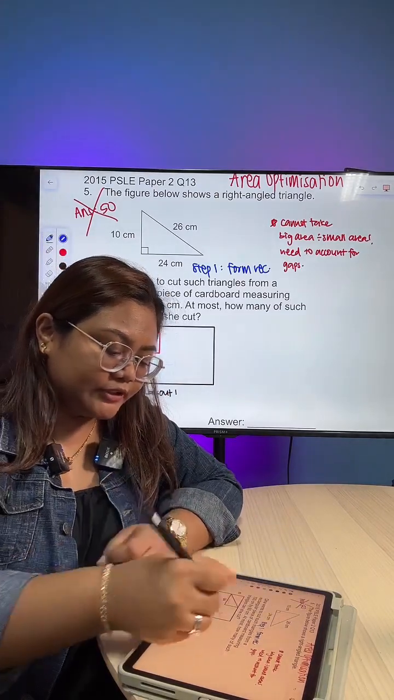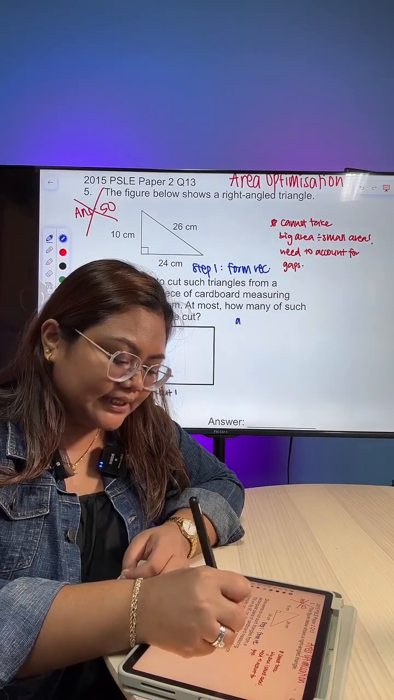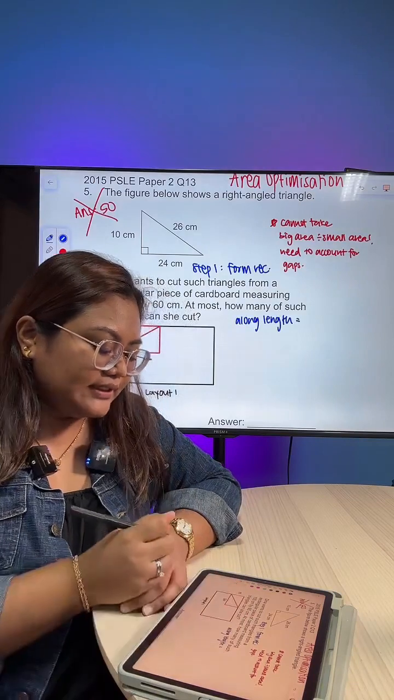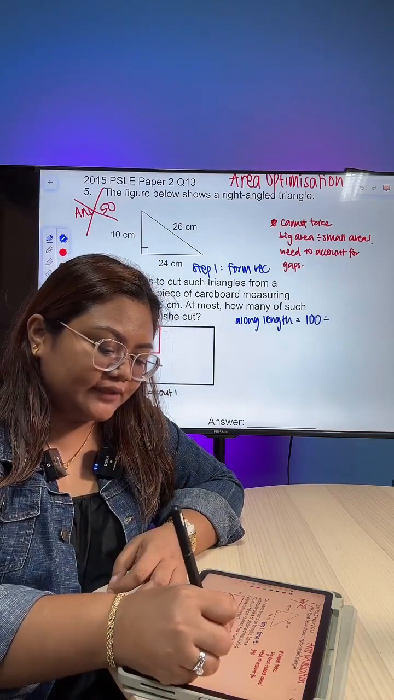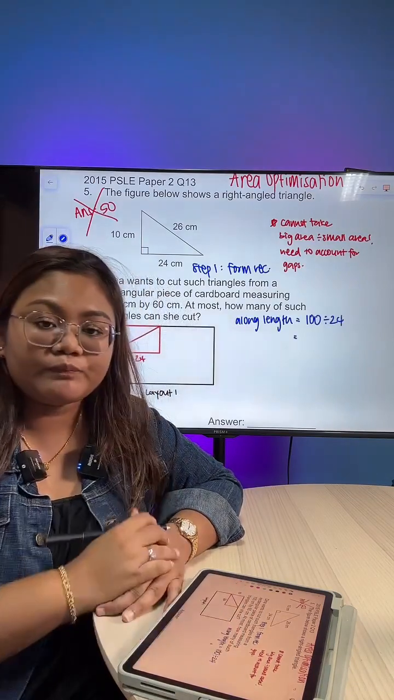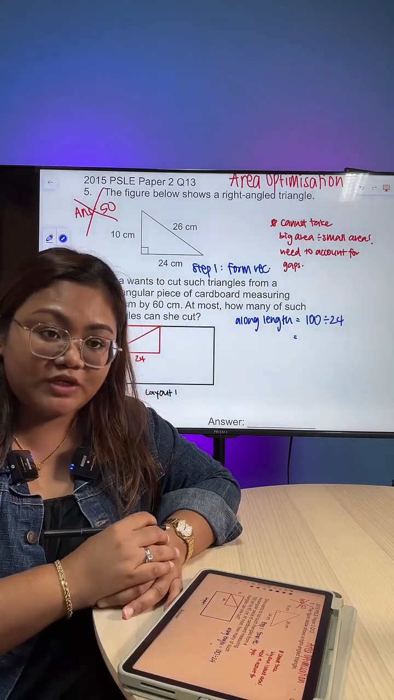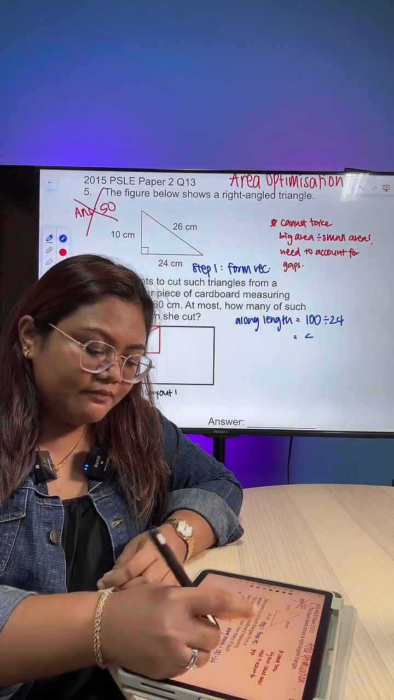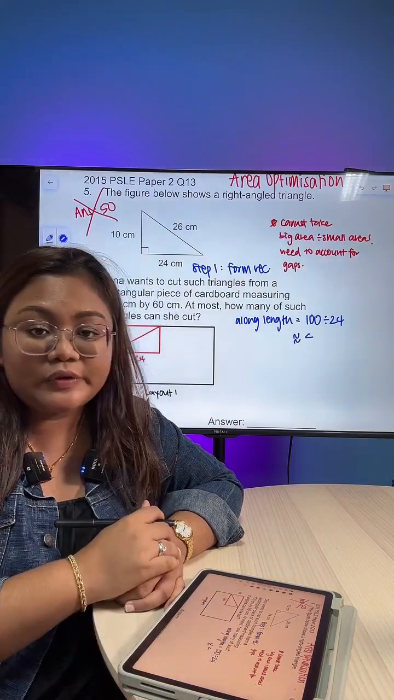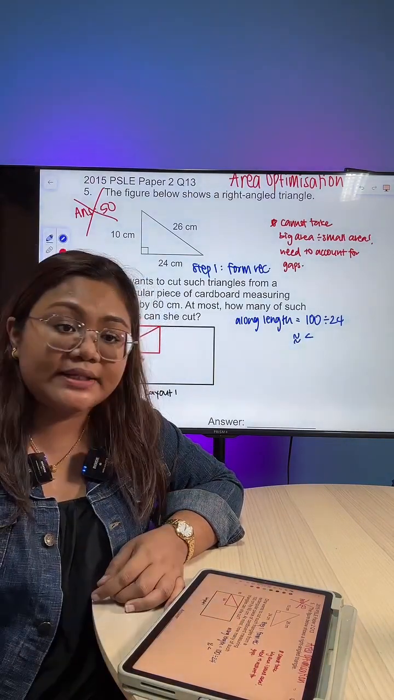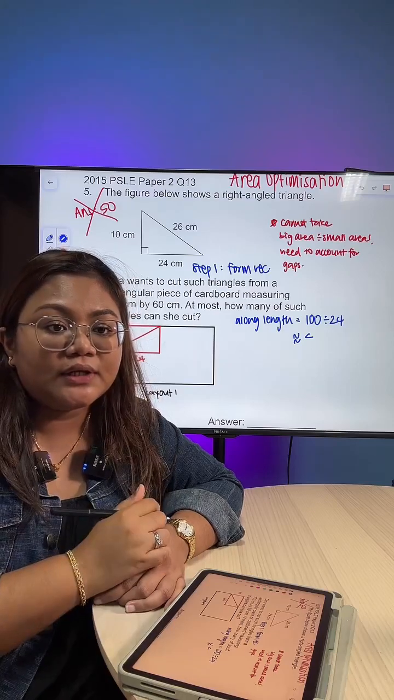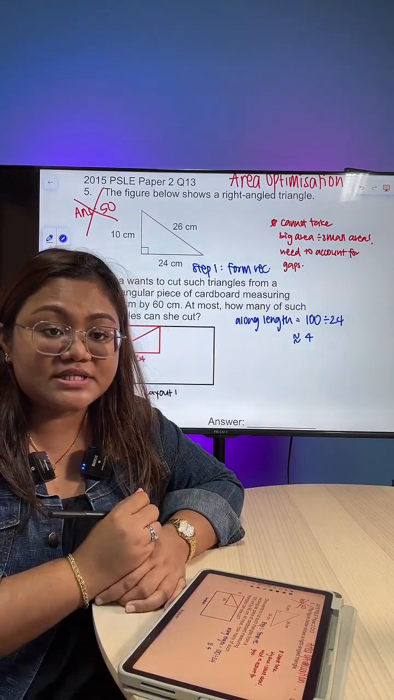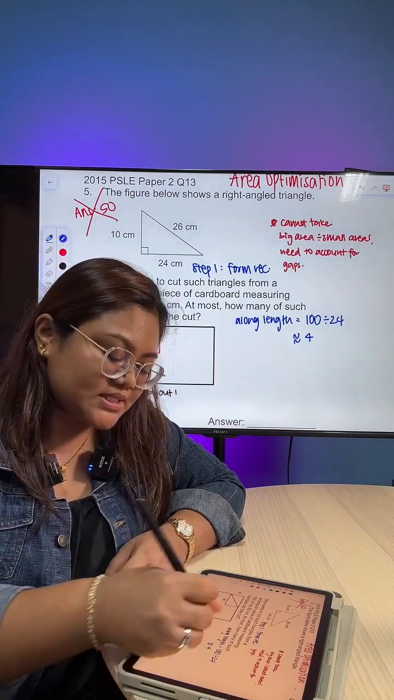For this question, I can just look along the length. Along the length, I can have 100 divided by 24. How many can I get? I can get a maximum of 4. There is going to be some remainder, and I cannot do anything with the remainder. I just throw it away. So along the length I can have 4 pieces.